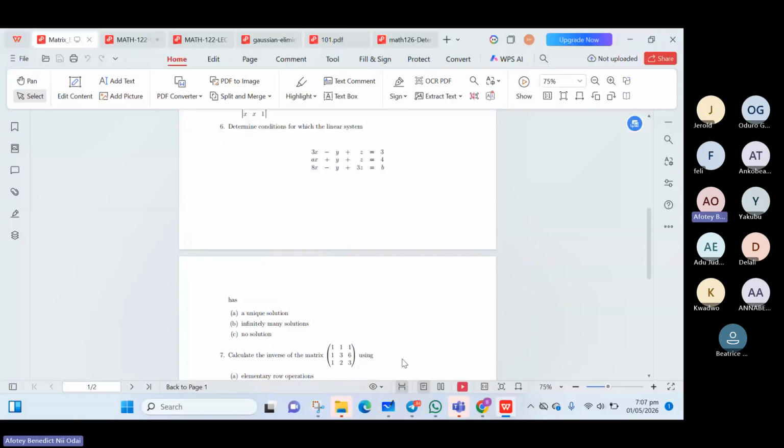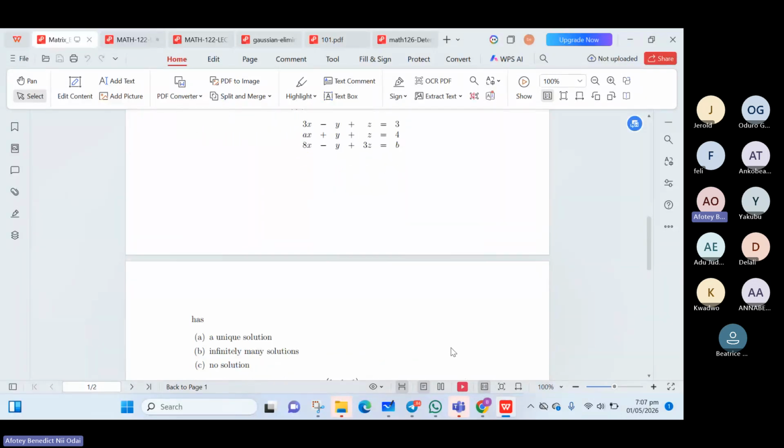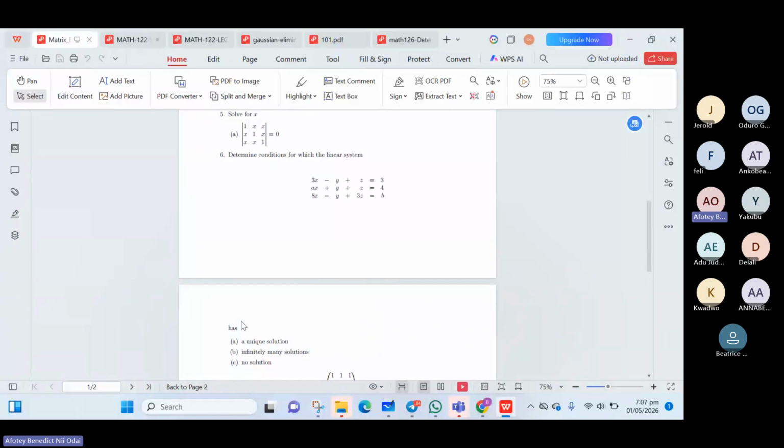So let's take just 3 minutes. Okay, so at 7:10 we brainstorm how to solve this together. But these are the conditions that we are to use. Question 6, if it has a unique solution, what did we say a unique solution is? Infinitely many solutions, and also when it has no solution.